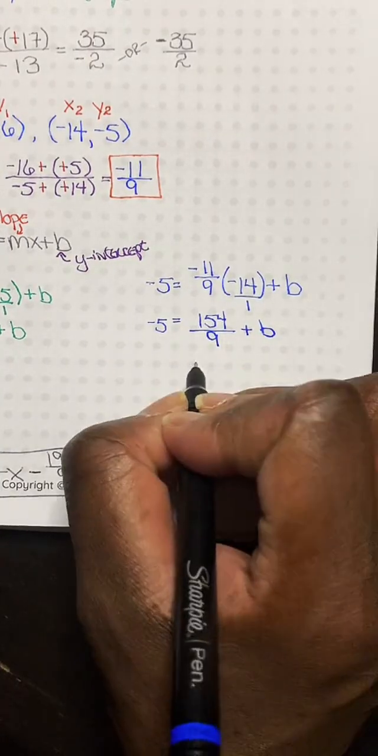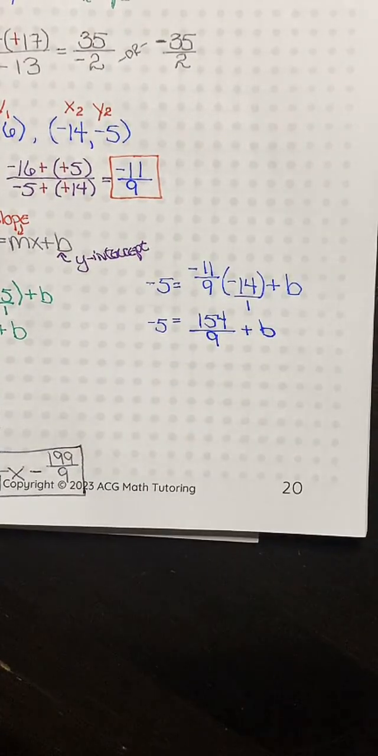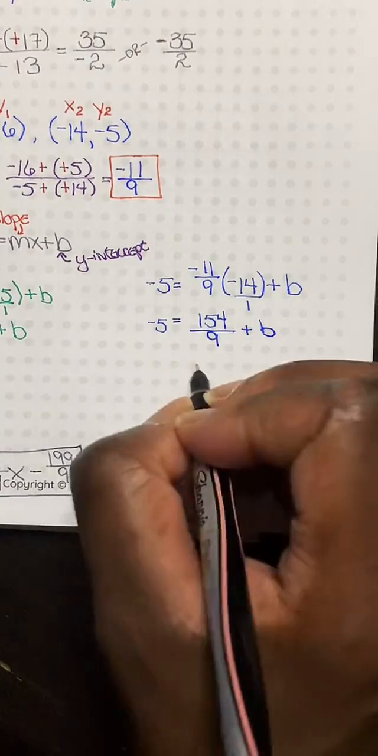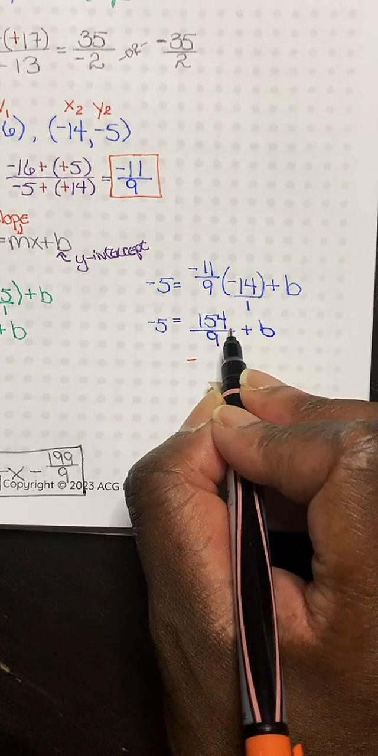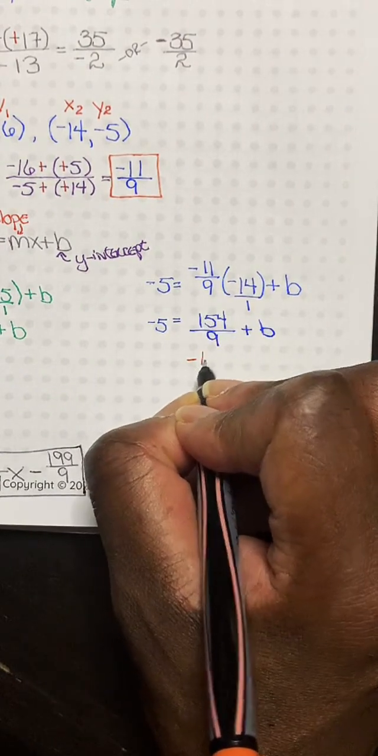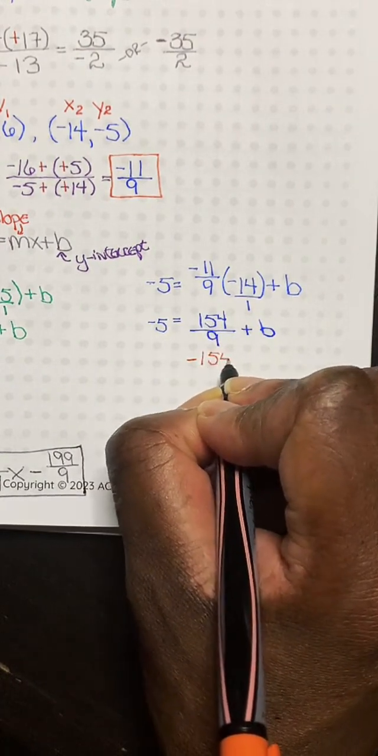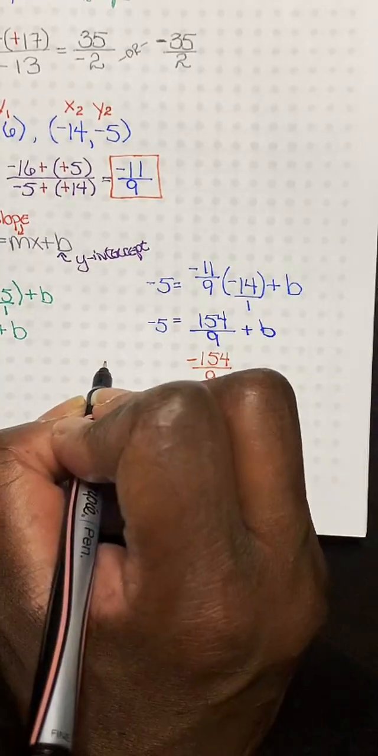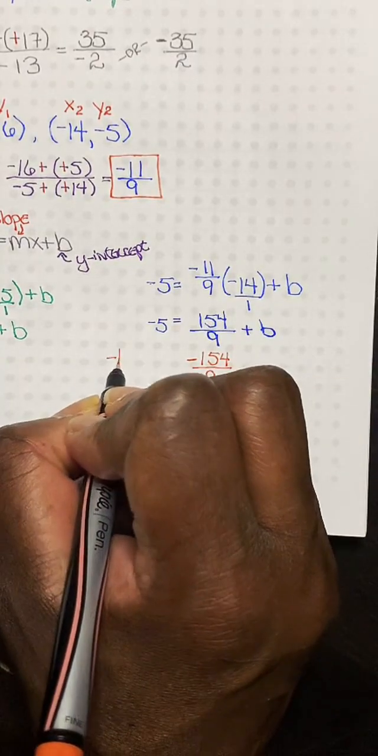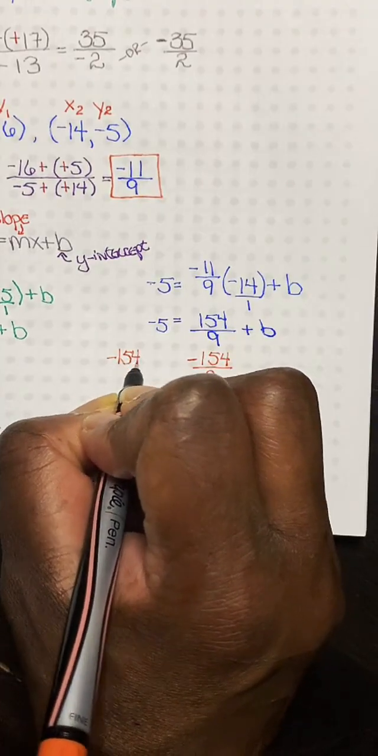So we're going to subtract because it's a positive 154 ninths. So we're going to do the inverse. So we're going to subtract 154 ninths on both sides. So I'm going to put it over here, negative 154 over 9.